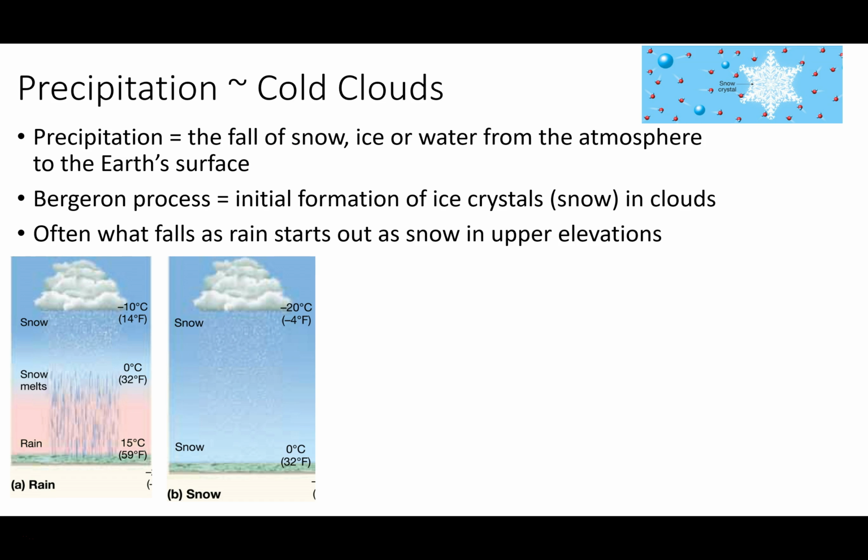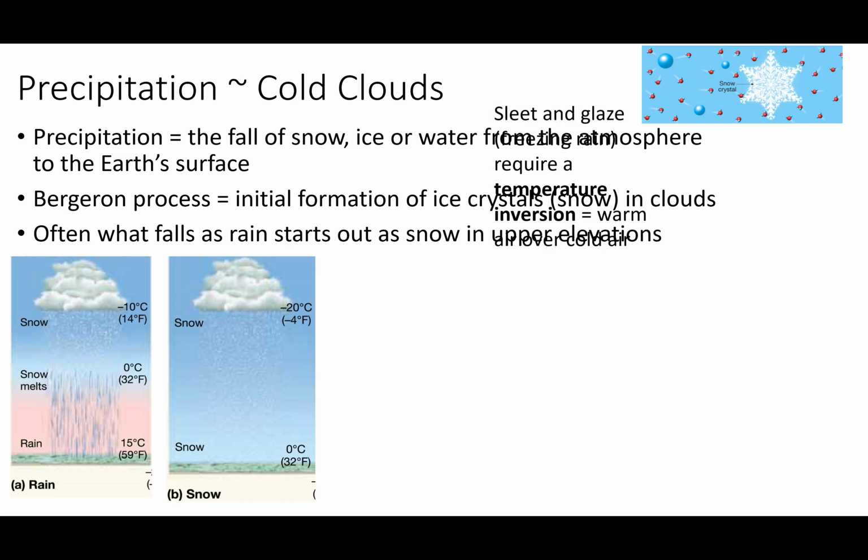What's the difference between these two? No rain, and how come? It's cold, exactly. That's the only deal. But can you see where it's getting colder as you go up? So we're talking 59 Fahrenheit, 32 Fahrenheit, 14 Fahrenheit. So it's getting colder as you go up.